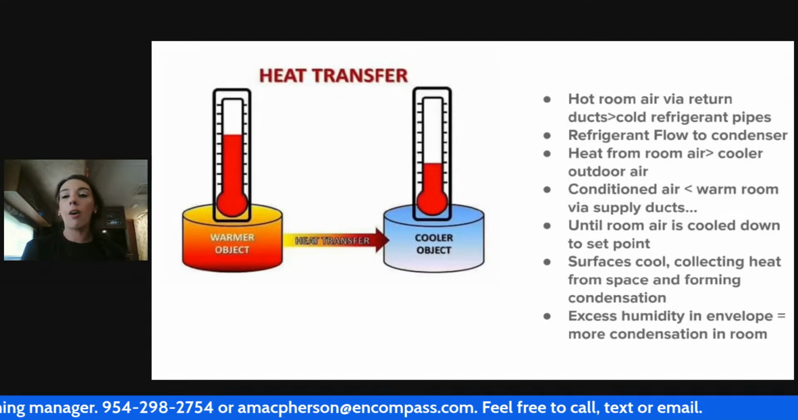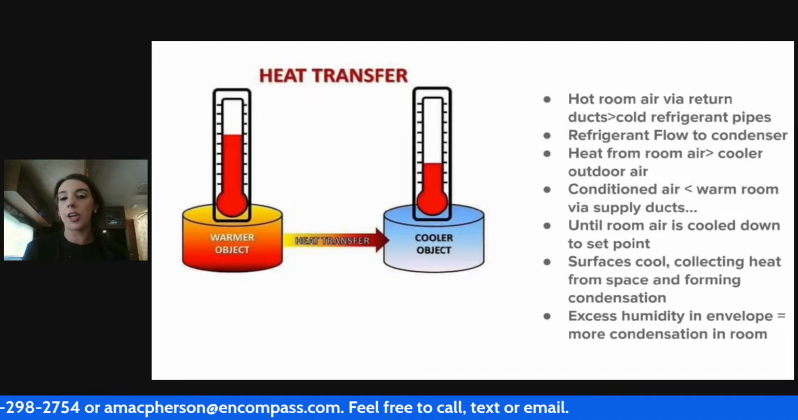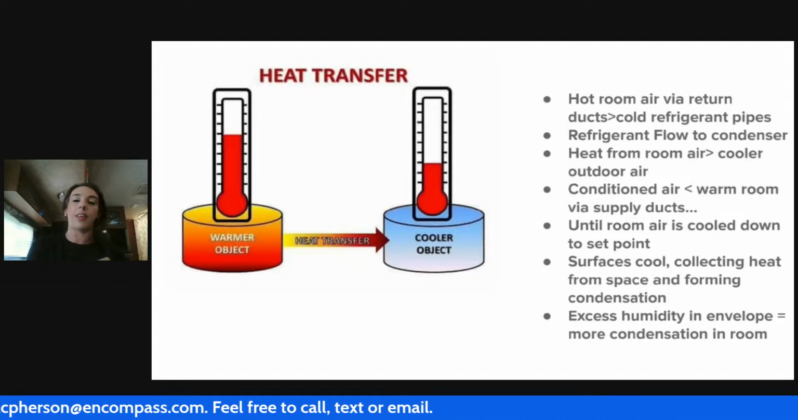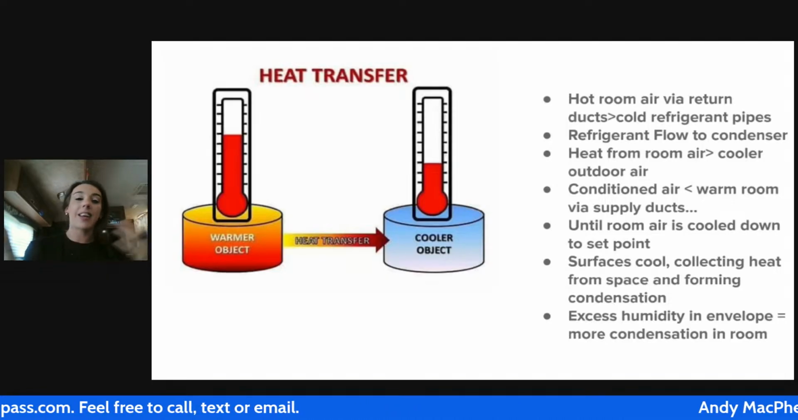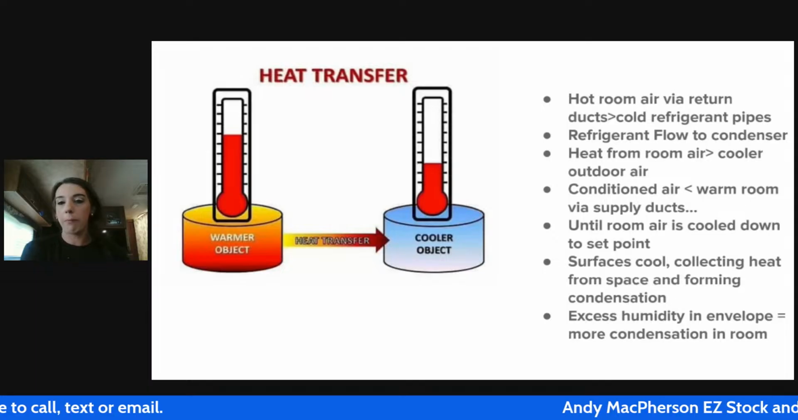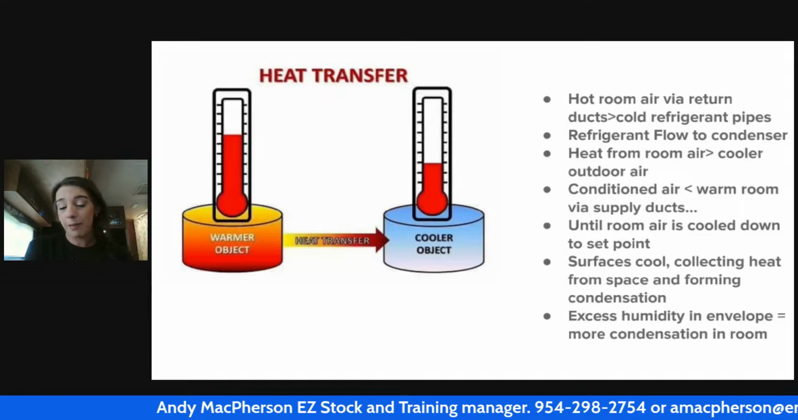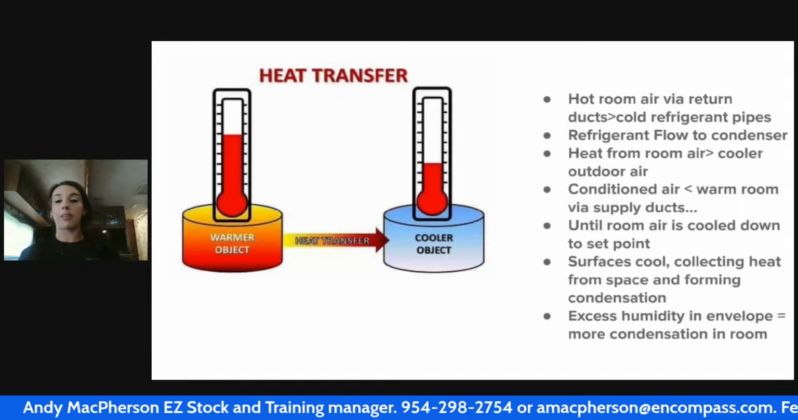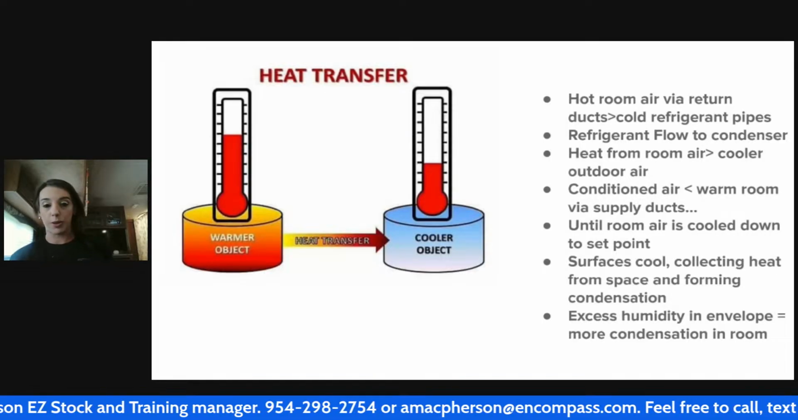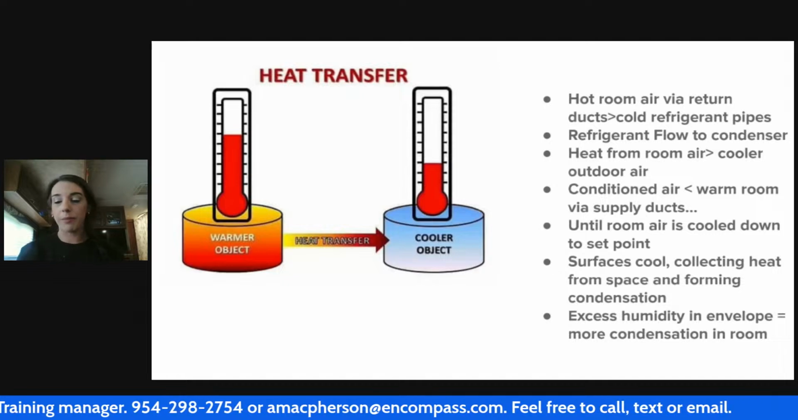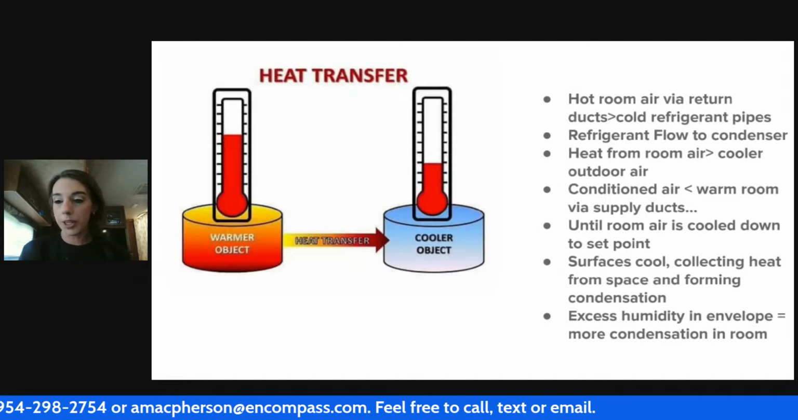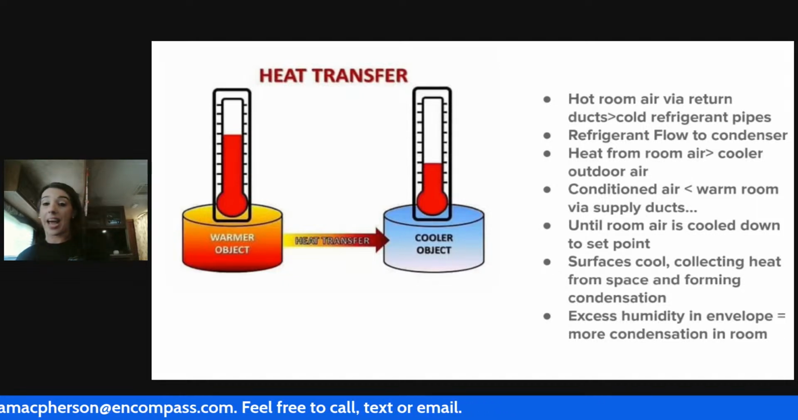So as the hot room air comes in through the return and blows over the indoor coil, it's going to settle into those refrigerant pipes. When it settles into those refrigerant pipes, the refrigerant is the coldest part. So the refrigerant is going to grab that heat and it's going to travel it all the way through its line and into the outdoor unit. When it gets to the outdoor unit, its job is to reject that heat.